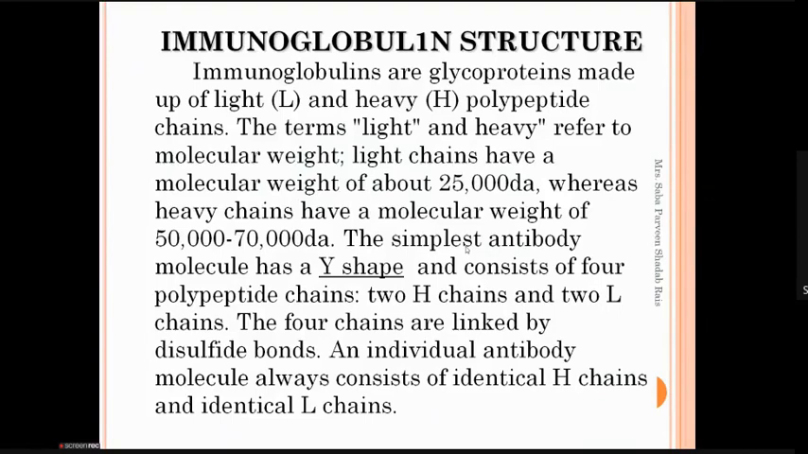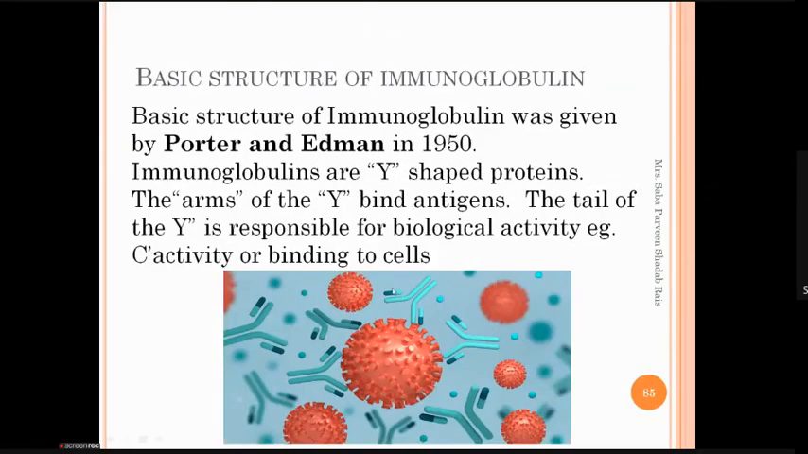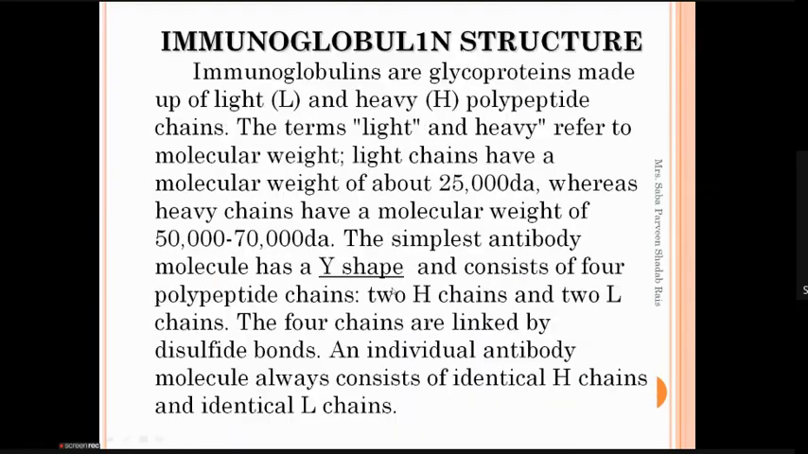Now these names, heavy and light, are given because of their molecular weight. When we talk about the light chain, it has approximately 25,000 Dalton weight. The heavy chain has approximately 50,000 to 70,000 Dalton weight. The simplest antibody molecule will have four polypeptide chains. You can see here 1, 2, 3, 4: two heavy chains and two light chains.